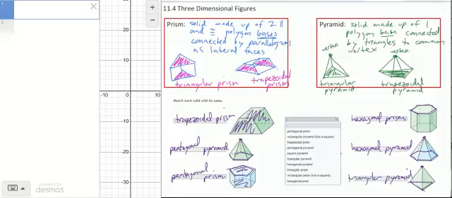Right, so these are the 2 main types of polyhedra that we're going to look at. Again, these are formed using only polygons. The other main types of solids that we're going to look at are solids of rotation, so they do have curved surfaces.